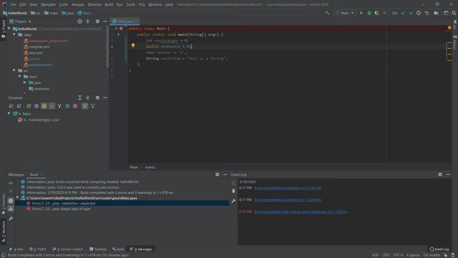A char is one character. And when I say character, I mean a letter, a number, a symbol, etc. But it's just one. So if you can relate it to something, a char is like an integer for letters.